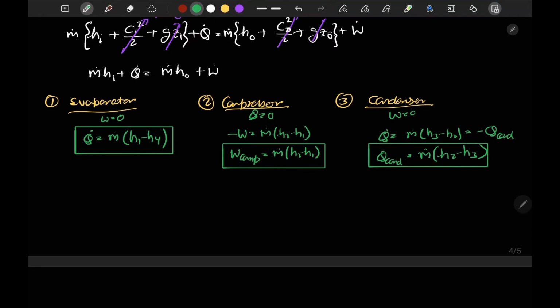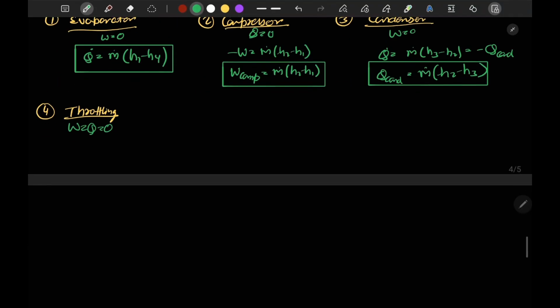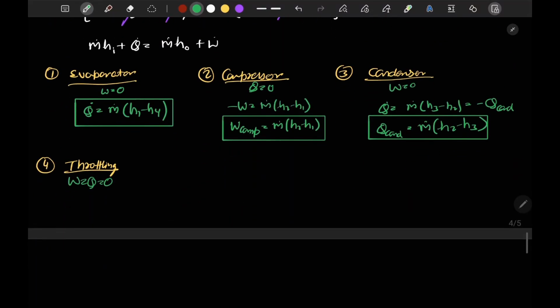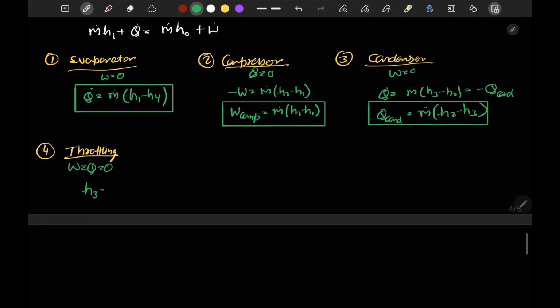The next process, the fourth process, is throttling. In throttling we know that our work done and heat transfer are both 0. So we get h inlet is equal to h outlet, that is h3 is equal to h4.